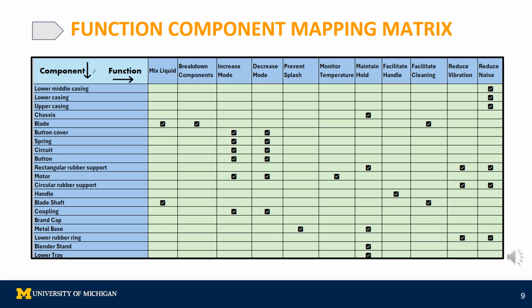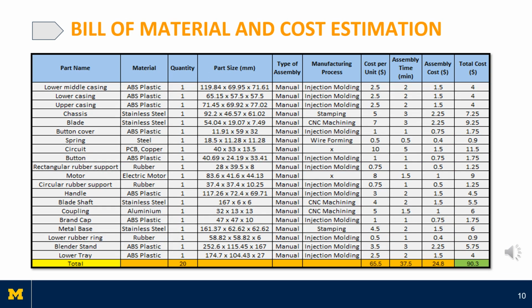In conclusion, this function component mapping matrix optimizes the relationship between a product's components and their corresponding functions, enhancing the design efficiency and the functionality. So let's talk about bill of material and cost estimation.